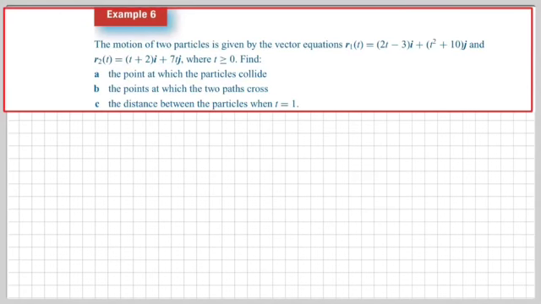Yeah, nice and simple. Now, this is the most interesting question, and this is something you really, really have to come to grips with. This is about particles which collide in part A and particles which do not collide, but their paths just cross. Now, that might confuse you, so I'll explain that a little bit in a moment. And see the distance between the particles when t is 1.